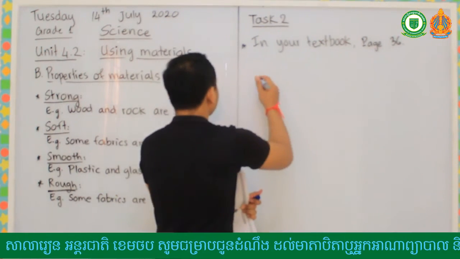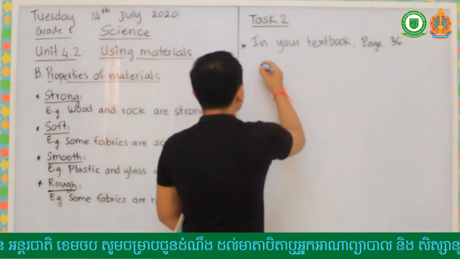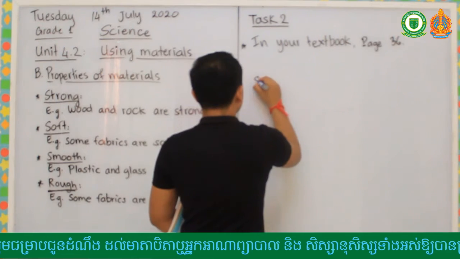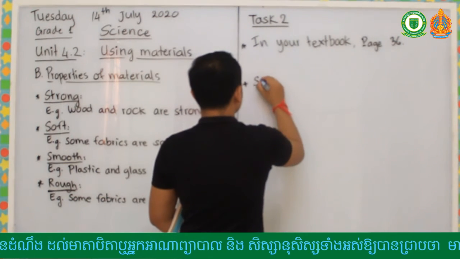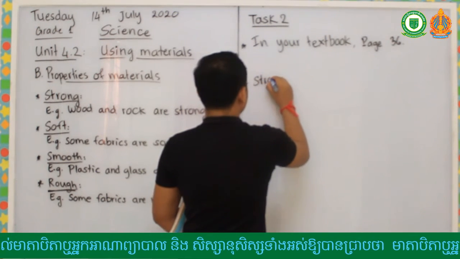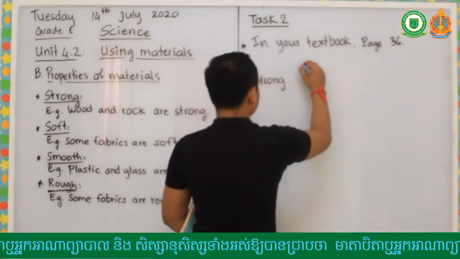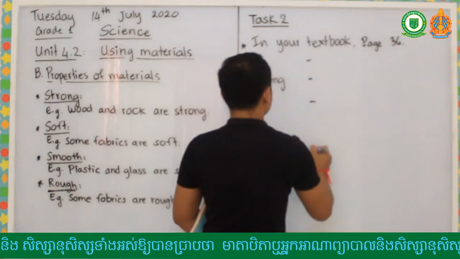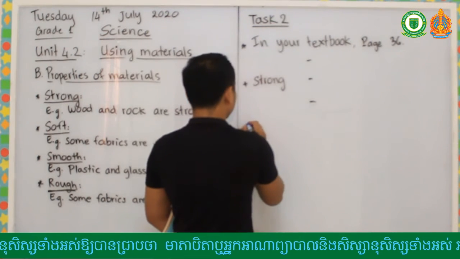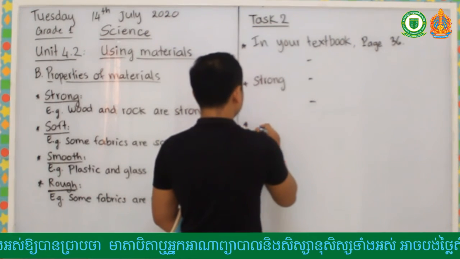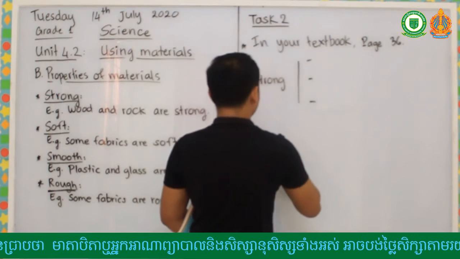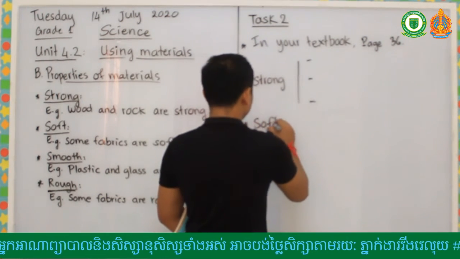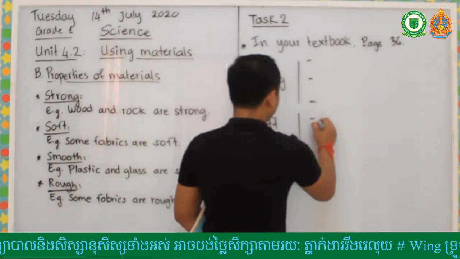Okay, so you can find the materials, we just say strong. So what are the materials that are strong? You can find three materials. You can do it like this. And then there are soft. Yeah, you can find three more.